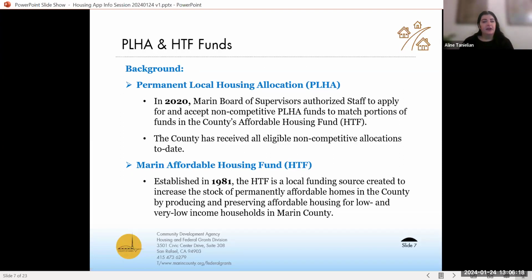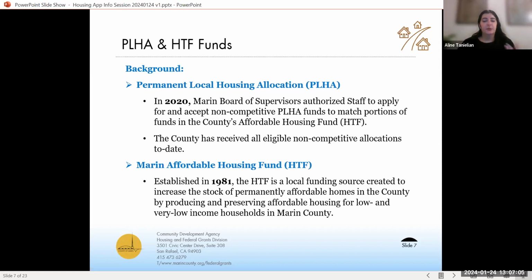For a little bit of background on PLHA and the Housing Trust Funds, the county first applied and received authorization to receive these PLHA funds from the state back in 2020. This funding cycle represents the fourth allocation in PLHA, and the county has received all eligible allocations to date. So to back up a little bit, Marin County is eligible to receive these funds because of its designation as an entitlement community and because it continues to comply with state housing laws around providing annual progress reports to the state for the housing element. So that explains the eligibility.